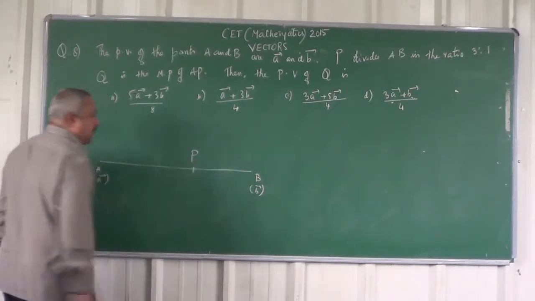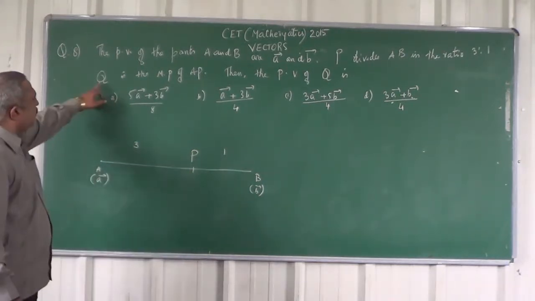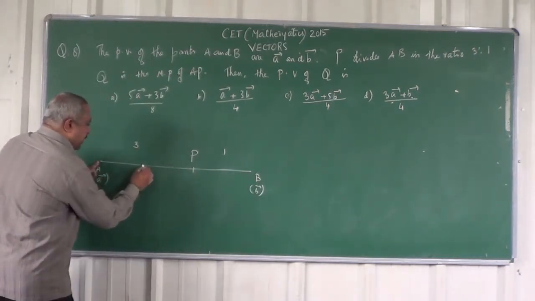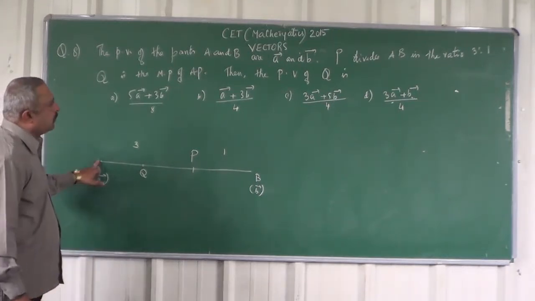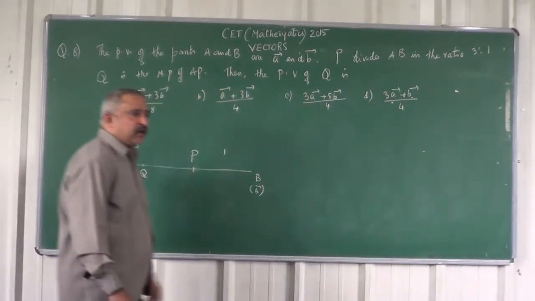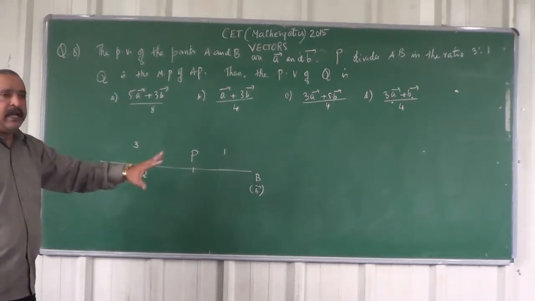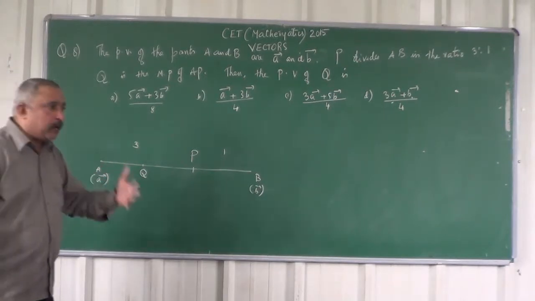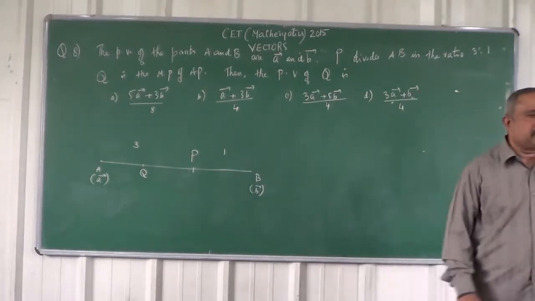So this is P, and the ratio of division is 3:1. Q is the midpoint of AP. Now the midpoint is Q. Now you have to find out the position vector of Q. When you look at this problem, it is matching the section formula of analytical geometry. So you need to know the vector form of the section formula and use it.